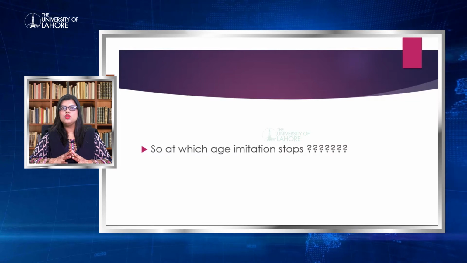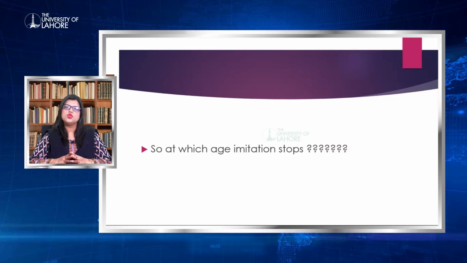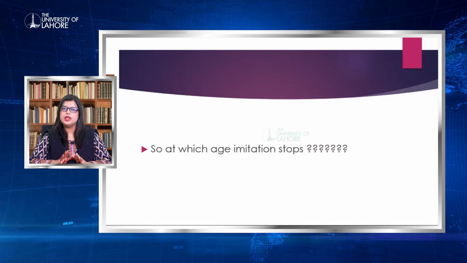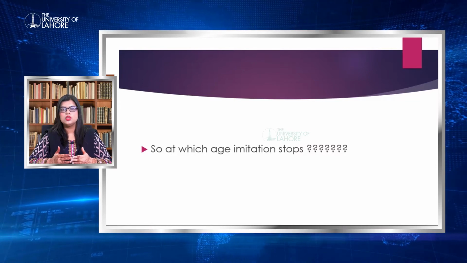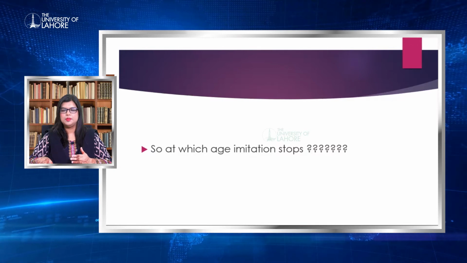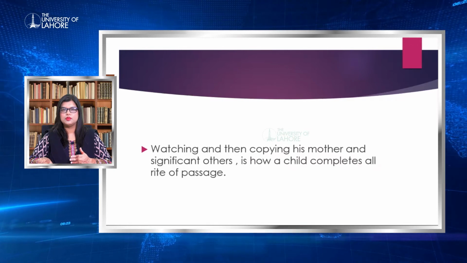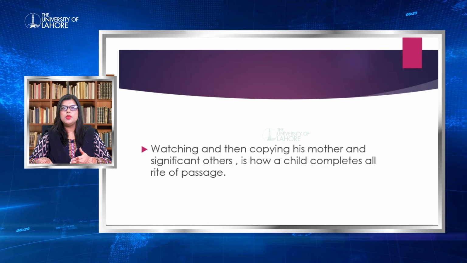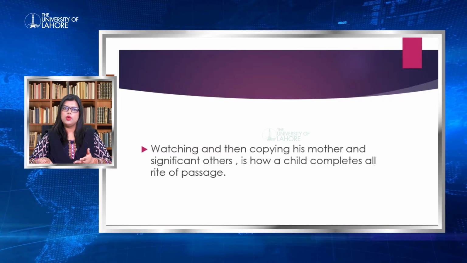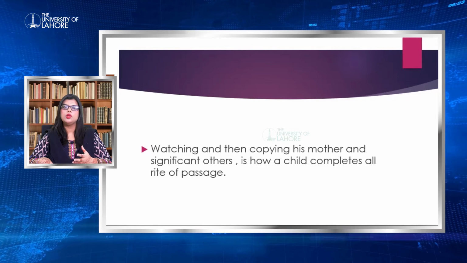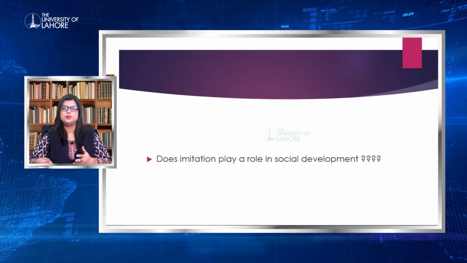The answer to this question, at what age imitation stops, is that it never stops. Till death, you are imitating actions, you are learning. So this is how important this imitation skill is. Watching and then copying his mother and significant others is how a child completes all rite of passage. So it is how the imitation is important.